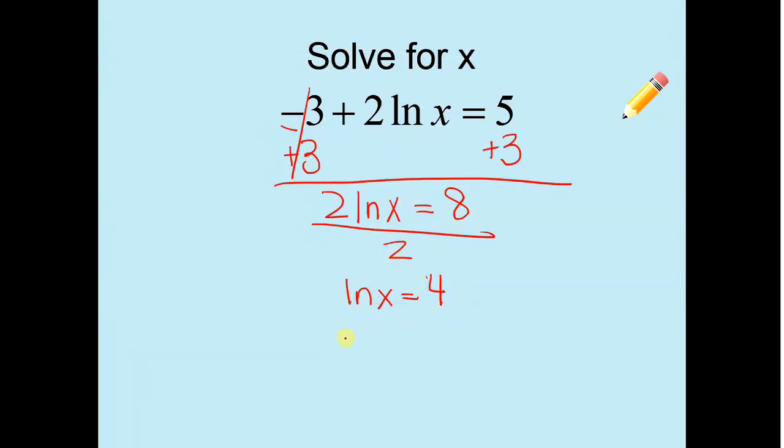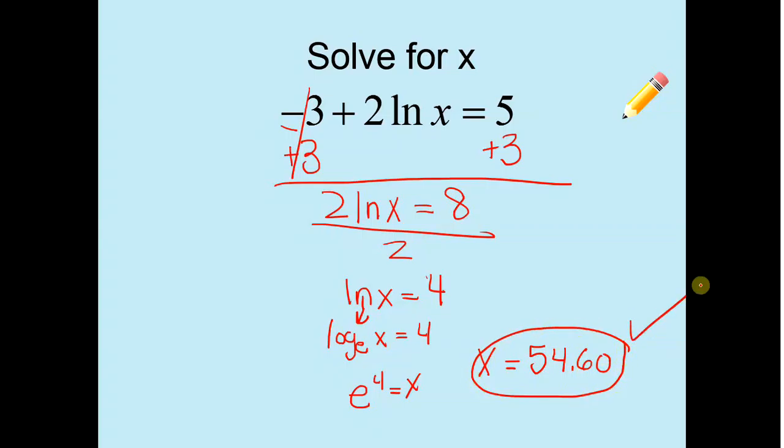Now, gotta convert to exponential form. So this is technically log base e of x equals 4, right? Because remember, ln is just log base e. So you got e to the 4th equals x. So x has to be e to the 4th, which is 54.6. And this checks out perfectly as well.